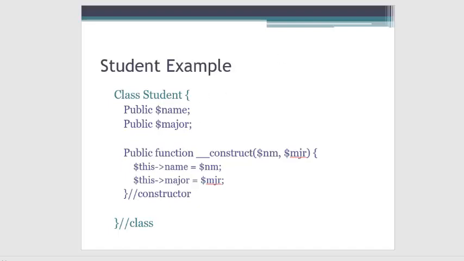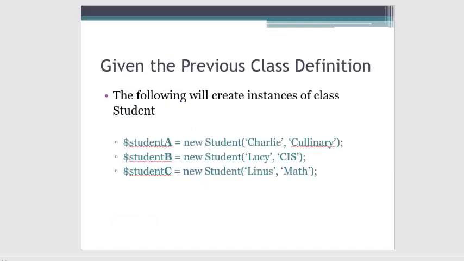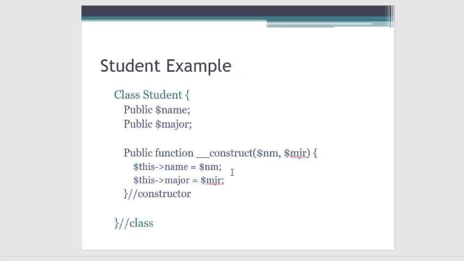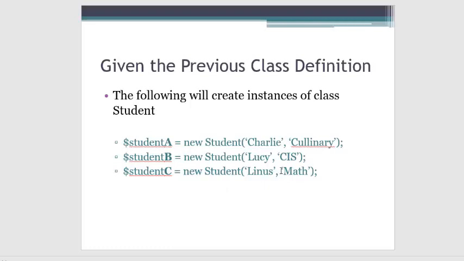Referencing that student example, this would be an example of creating 3 instances of class student. So student A: when you say new student, that means you're calling the constructor for student, and I'm passing it Charlie and culinary, so that means the first one's name is going to be Charlie and major is going to be culinary. So you see 3 instances of object student, all with the same properties, but with different values for those properties.